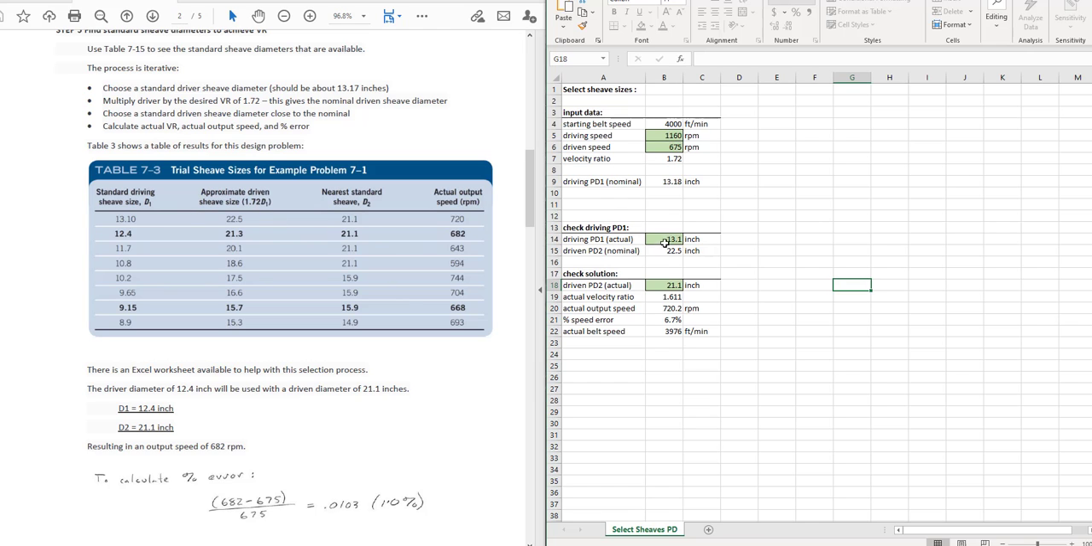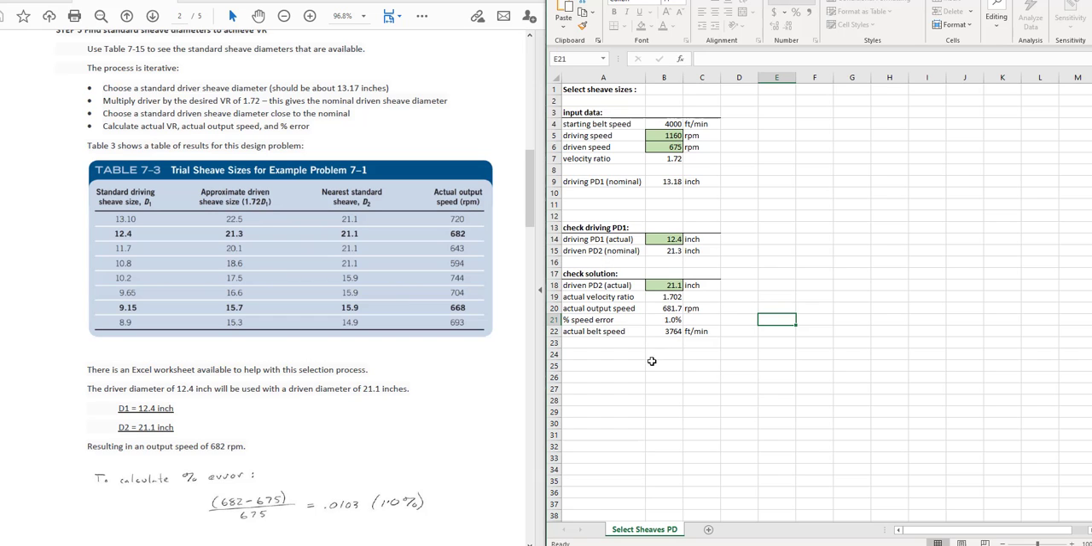Let's say, for instance, we start with the driving input sheave and put in the 12.4 that we ended up selecting. It tells me to go to a 21.3 is what the nominal one is, but the closest one to that is actually this 21.1. That comes out to the 682 that they're showing in the table, pretty close to our velocity ratio that we wanted. And when we calculate the belt speed, that's where we wanted it to be.